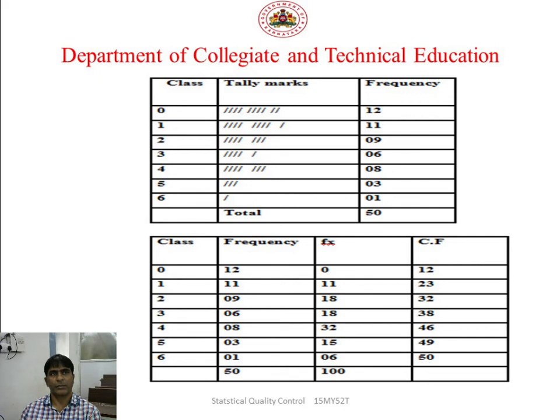Fx, so the midpoint, f into x. The class itself is the midpoint. So you multiply the class by the frequencies, and you get fx calculated. The cumulative frequencies: the first one is 12, next 12 plus 11 is 23, 23 plus 9 is 32, then 38, 46, 49, 50.